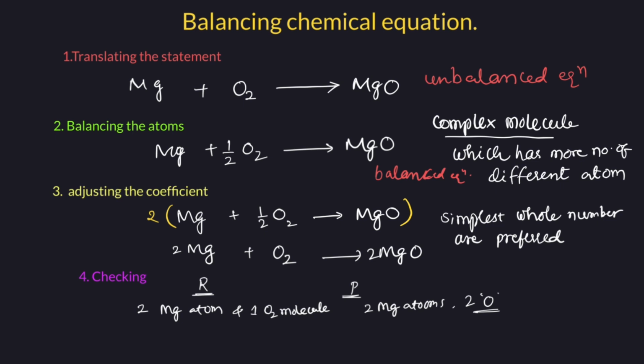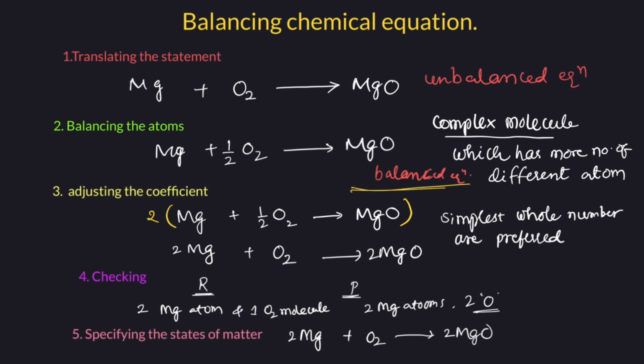So checking is completed. Then what do we have to do next? The fifth step is specifying the states of matter, meaning their physical state. Then once again I am writing this as 2 Mg plus O2 gives rise to 2 MgO. Now keep in mind this is also a balanced equation and this is also a balanced equation, but which is preferable? The simplest whole numbers are preferable to the fractional one. Fractional is also okay, but the preferable one is the simplest whole number.